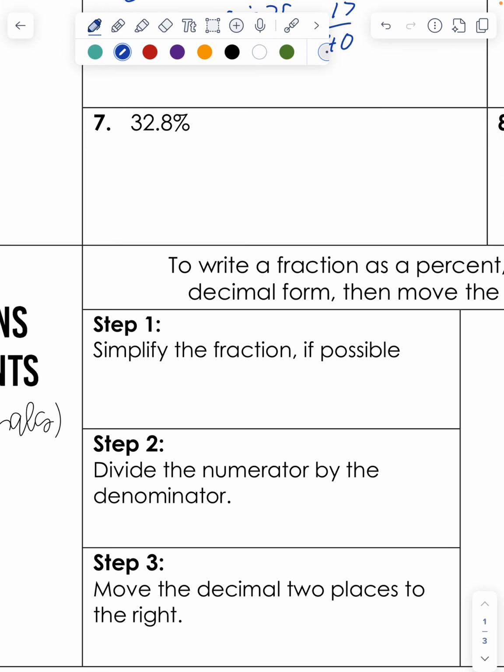Next, we have 32.8%. This turns into 0.328, 328 thousandths. And we can actually divide both of these by 8. And we end up with 41/125.